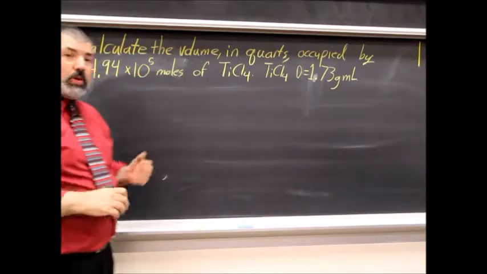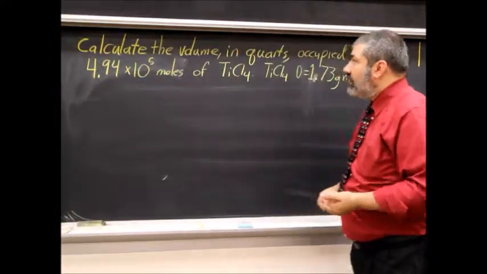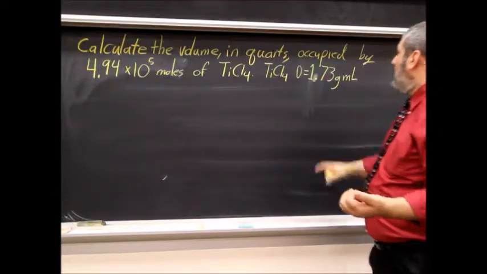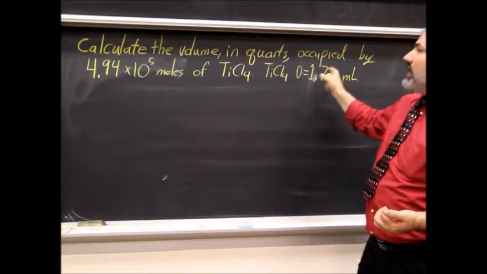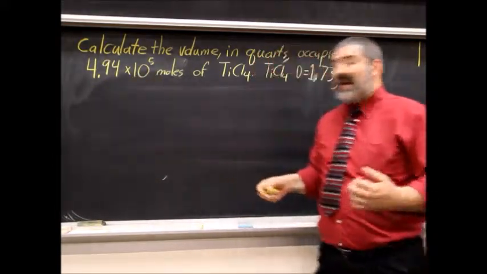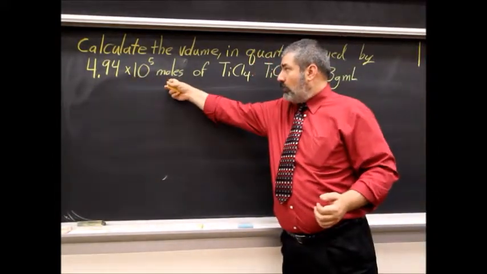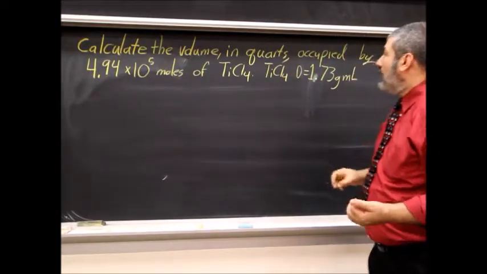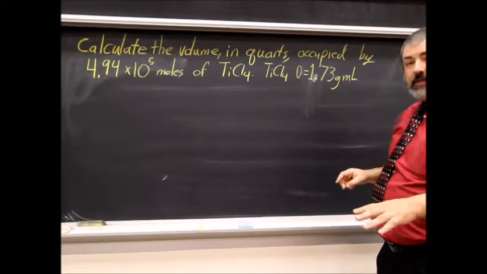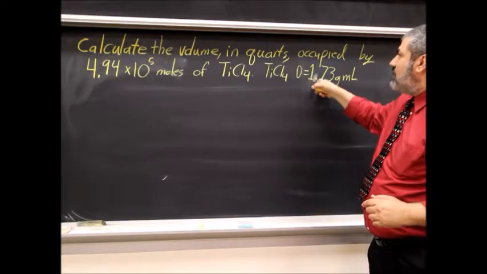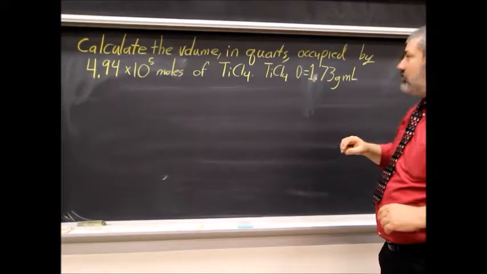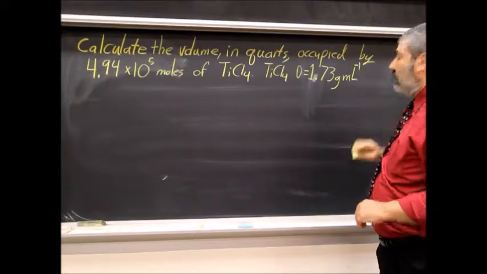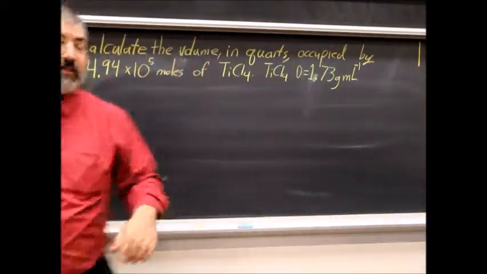Okay, problem number one from this Friday's quiz. Calculate the volume in quarts. Notice I'm throwing an English unit at you. Calculate the volume in quarts occupied by 4.94 times 10 to the fifth moles of titanium tetrachloride, or titanium IV chloride. Now, I gave you several pieces of information. One of the most critical is I give you the density of titanium tetrachloride as 1.73 grams per milliliter. Almost forgot the per milliliter part.